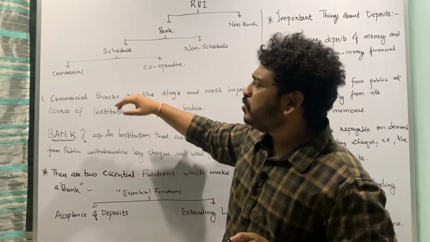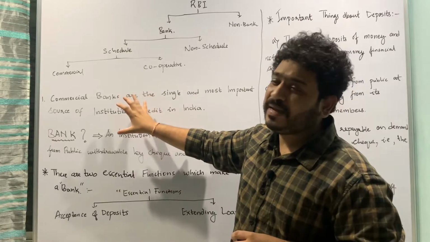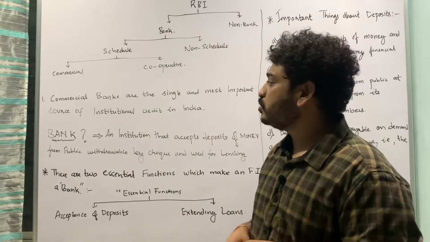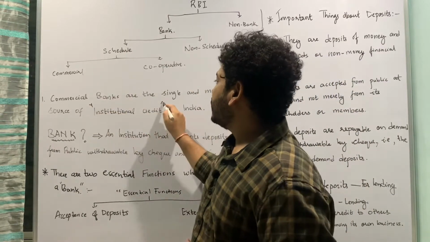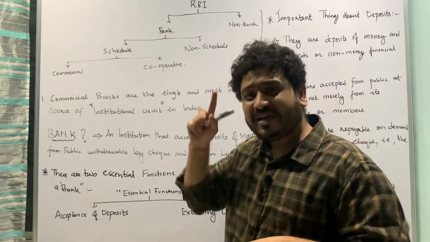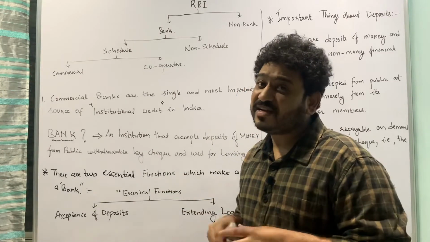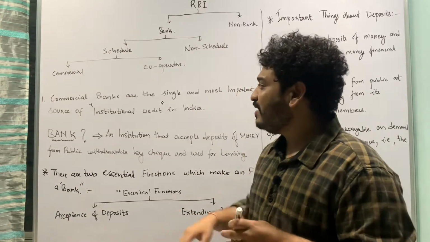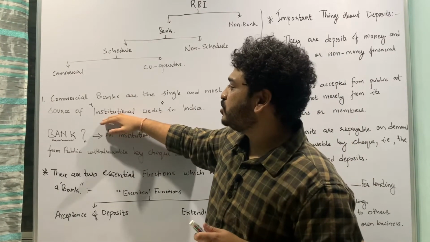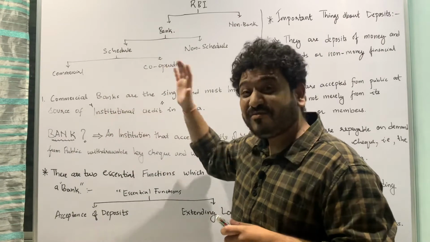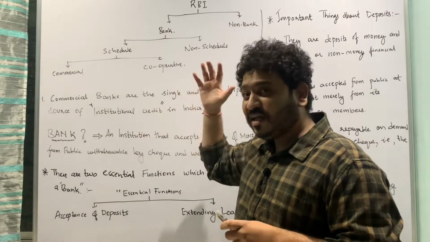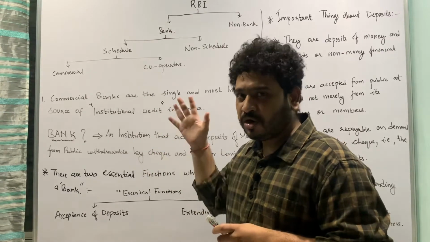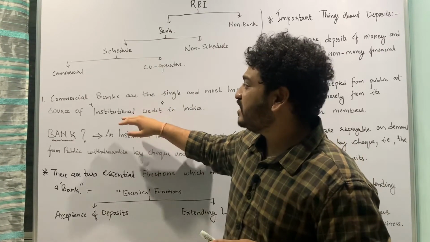Let us now look at a very important statement which I am making here. Commercial banks are the single most important source of institutional credit in India. I hope you can recollect, in the structure of the financial system in India, I was talking about the formal or institutional structure as well as the informal structure. In the informal segment, we had moneylenders, merchant bankers, traders and all of that. Here I am looking at institutional.